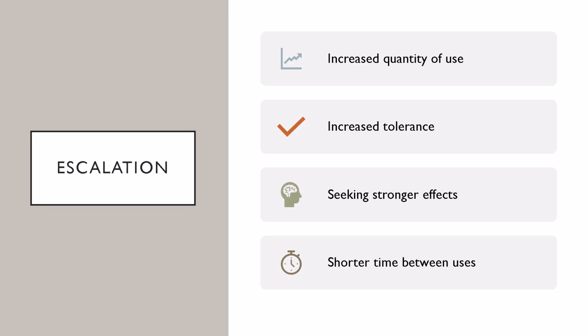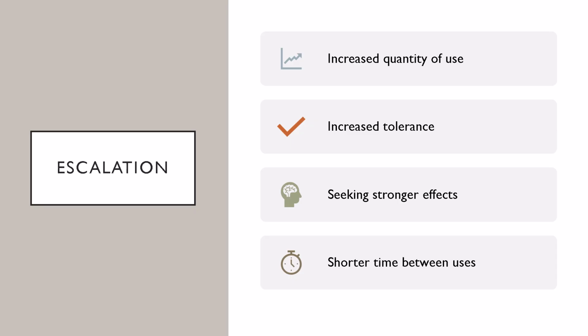Another important aspect of escalation is the shortening of time between uses. So instead of waiting days or weeks, the person may start using more frequently, sometimes daily or multiple times a day. And this stage is often accompanied by a growing disconnect between the person's perception and reality. They still think that they're in control, even as their use is clearly increasing.